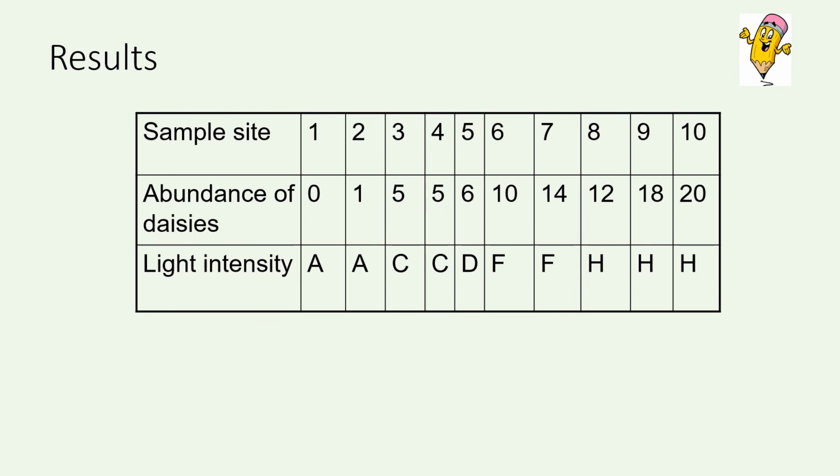So you've got your sample site, and at each meter a sample has been taken for light intensity, and also a quadrat has been done for the abundance of daisies. So we can see at sample site 1 there were 0 daisies and the light intensity was A. So the light intensity, if it's A, means it's low, and if it's H, it's the highest. So it goes from A to H.